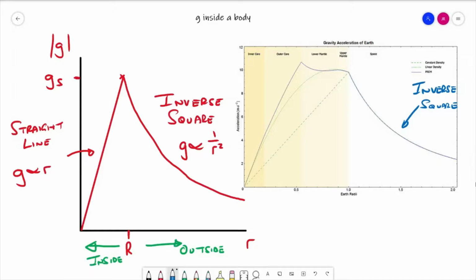You can see that's labelled PREM, which is the preliminary reference Earth model, which is a model that a lot of geologists and geophysicists use in order to really understand what's going on inside the Earth. So, okay, we can assume density is a constant. It's a model, but it's not necessarily the most accurate model that we can come up with. But like I said, that's at least good enough for our purposes at A level at the moment.